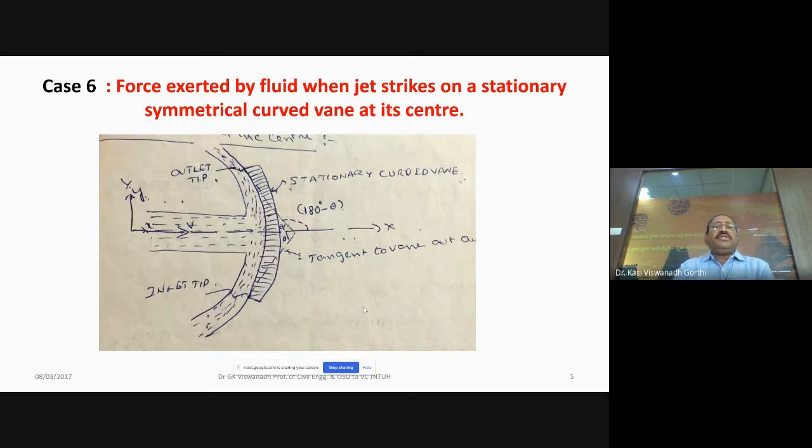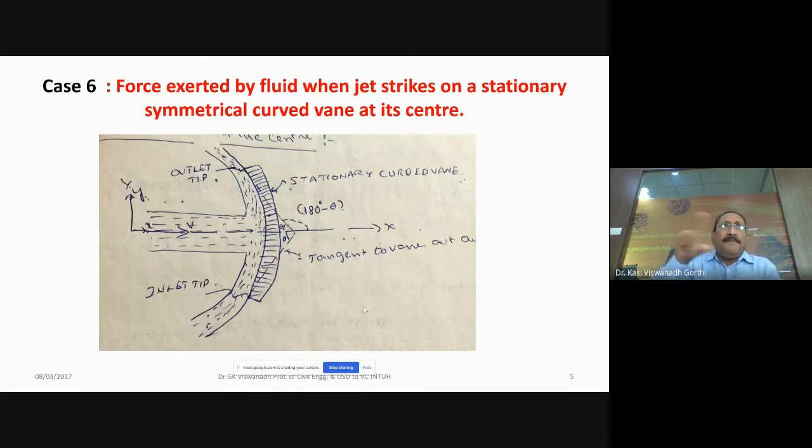Yesterday, we saw 5 cases. Of all the 5 cases, the 5th case is the more practical one, where a number of plates are connected over the periphery of a wheel, and the liquid jet strikes one plate at one position. Since the jet strikes the plate, the plate moves away from its position and immediately the next plate comes in place. The entire wheel rotates, and it is as if the liquid jet is striking a single plate sitting at its position.